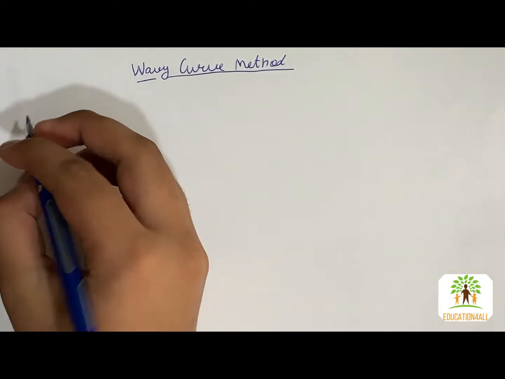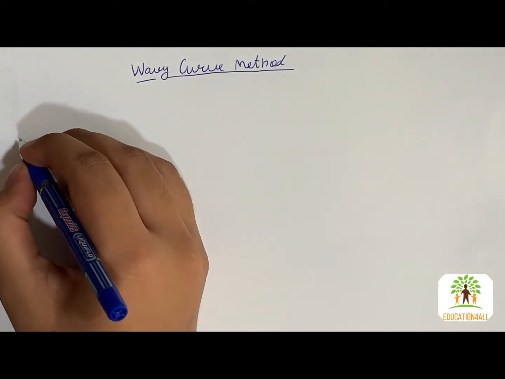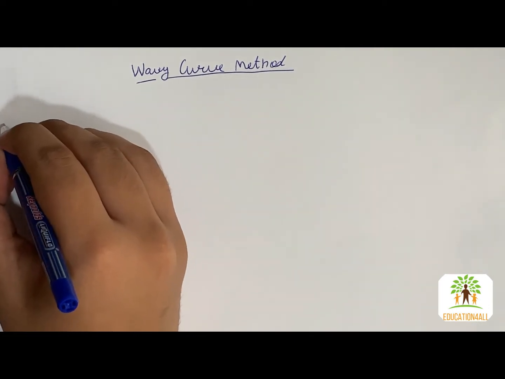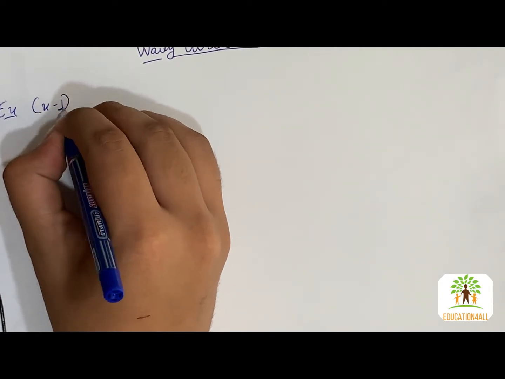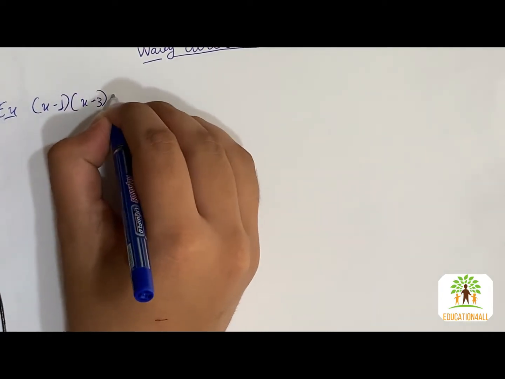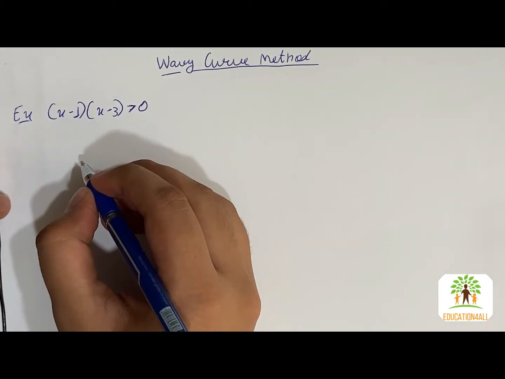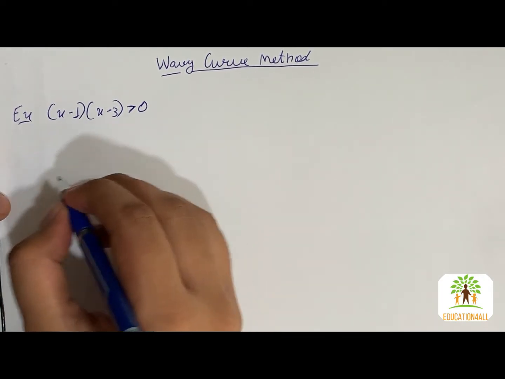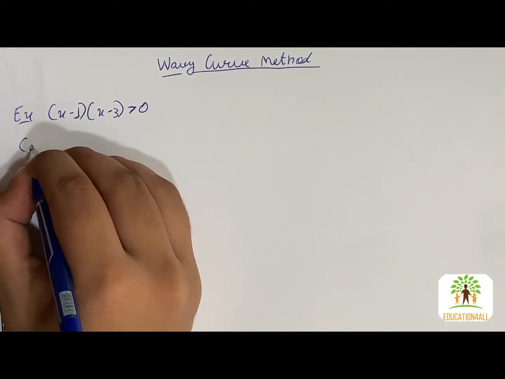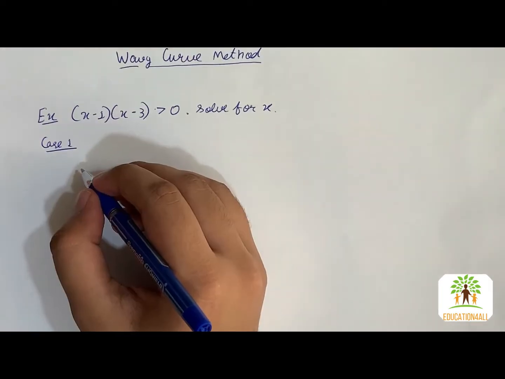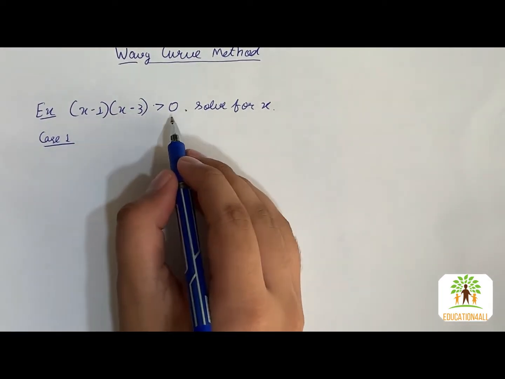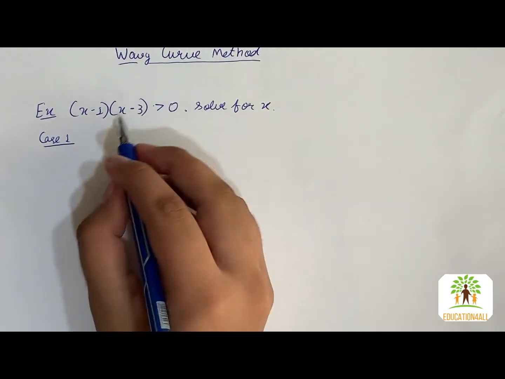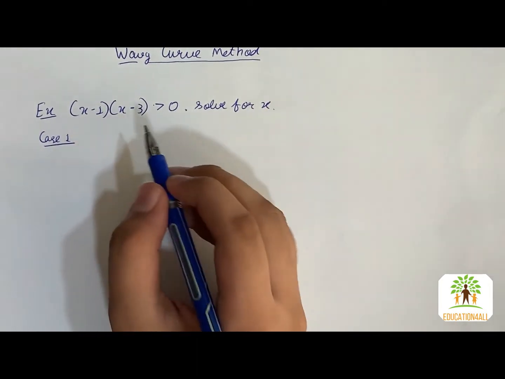So, let's start with a problem. Suppose you have a question. Example: (x minus 1) times (x minus 3) greater than 0. If you would have solved this question earlier, you would have done it in two cases. Case 1. Suppose we take this example: (x minus 1) times (x minus 3) greater than 0. Solve for x. So we have to find the interval in which x lies here.